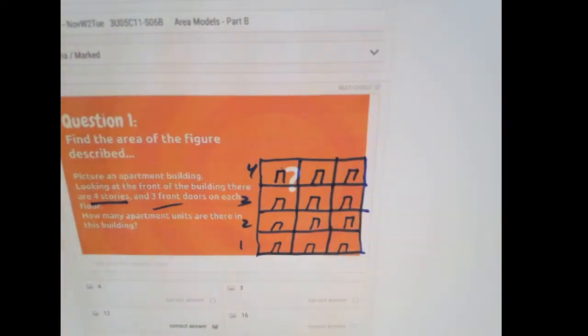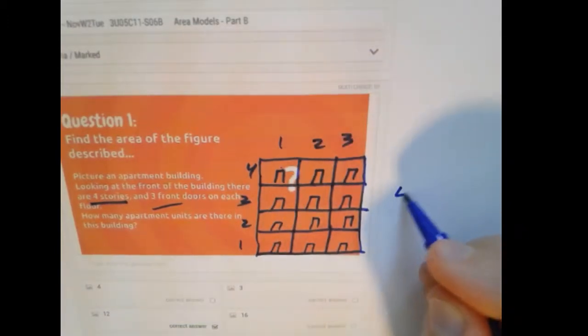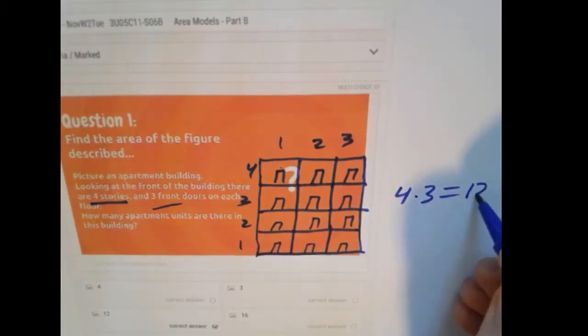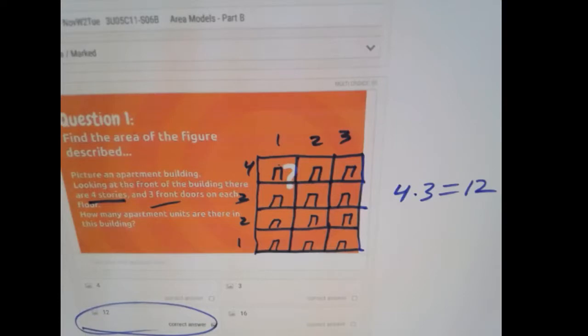So how many people or how many families live in this building? Well, it would be 4 times, just like we did yesterday, 1, 2, 3. So we do 4 times 3 equals 12. 12 people live in this building.